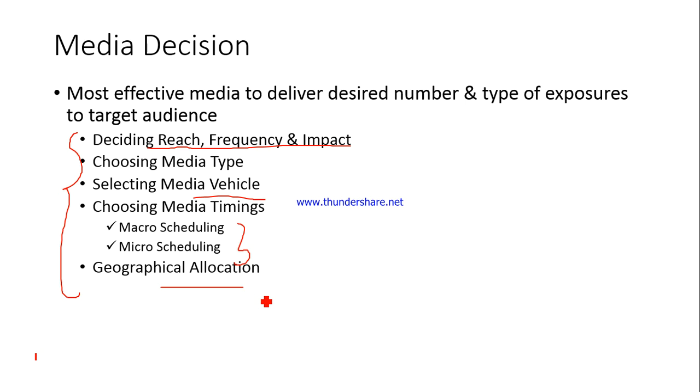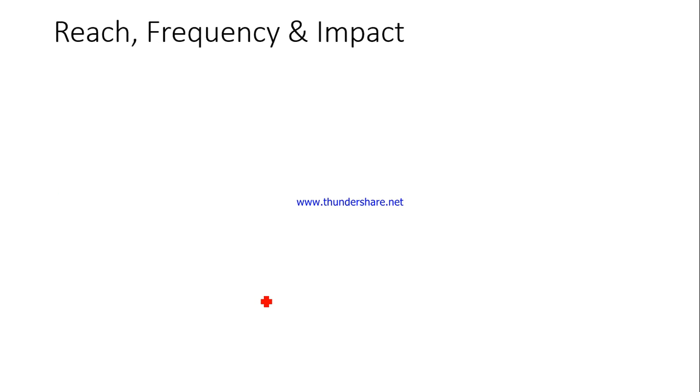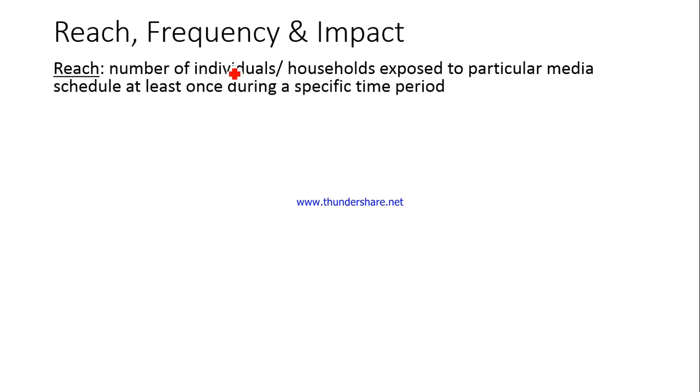So today we'll be covering the reach, frequency and impact. So let us understand what we mean by reach, frequency and impact, and what is the difference between these 3 terms. Now reach is the number of individuals or households, right? So it may so happen that we decide that we will be taking into account the number of individual customers or individual prospects, or it may so happen that we decide that we'll be taking up households. What do we mean by households? Families. So we can take into account any one of them. So number of individuals or households exposed to a particular media schedule at least once during a specific time period.